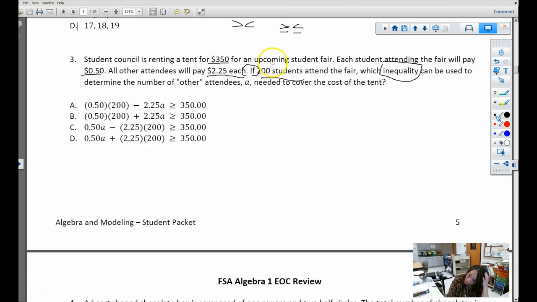Those are going to be my inequalities. So let's remember that shortly, because we're going to have to make a decision which one it is.